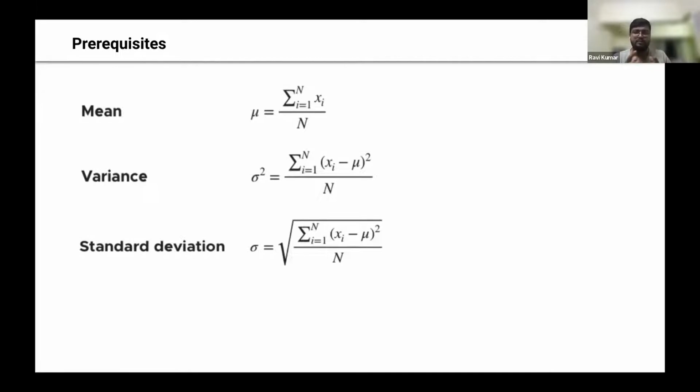So first thing is the mean, variance, and standard deviation. It's a very basic thing. Mean is simply the average of all the data we have observed. The variance is the spread of the data we have observed, that is how far it is from the mean. And the standard deviation is simply the root of variance.